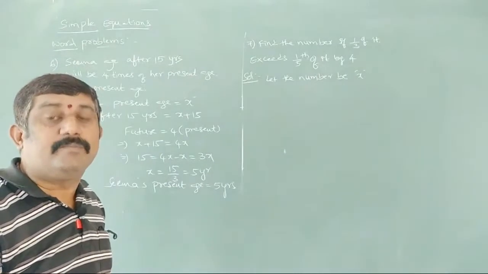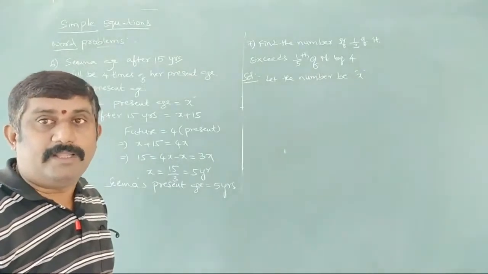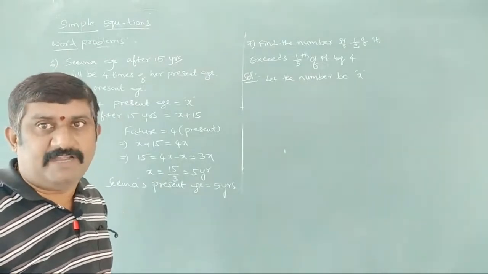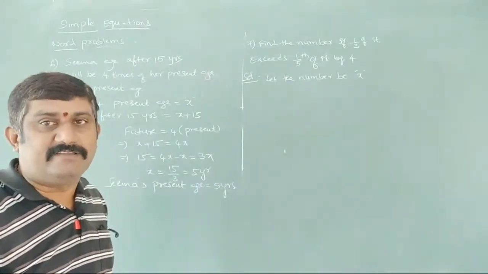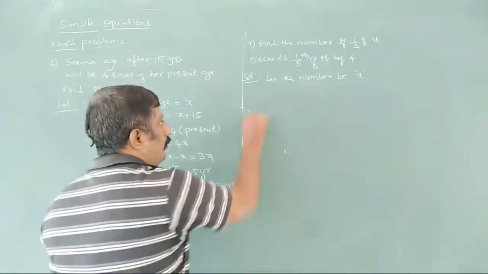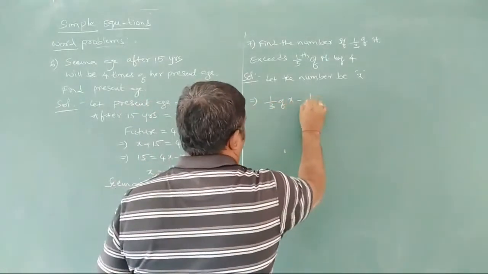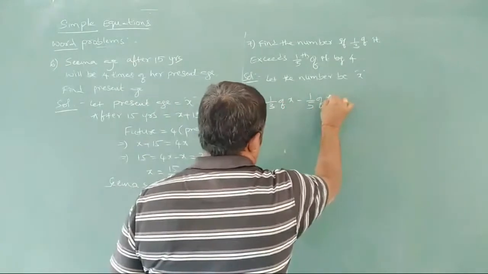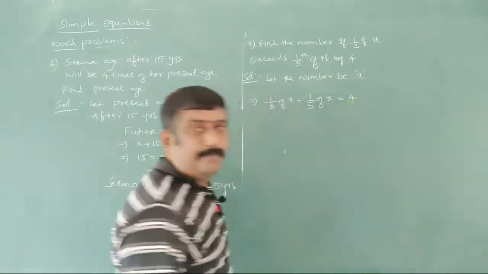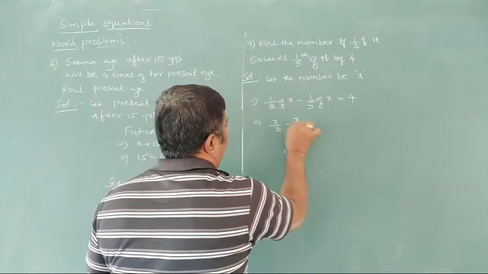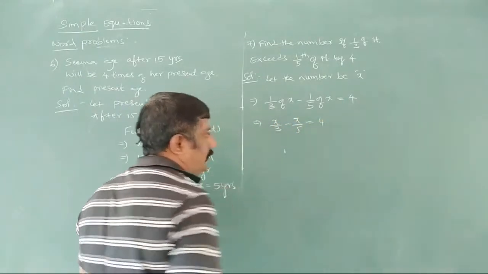Exceeding means what? More. The word exceeds means it is increasing more, so we have to take it here. The word exceeds represents more. So what is given? 1/3 of x minus 1/5 of x is nothing but 4. So what are we writing now? x/3 minus x/5 is equal to 4.